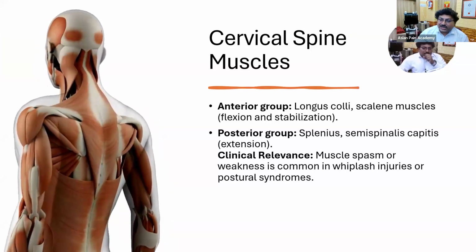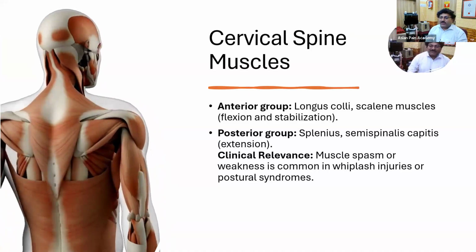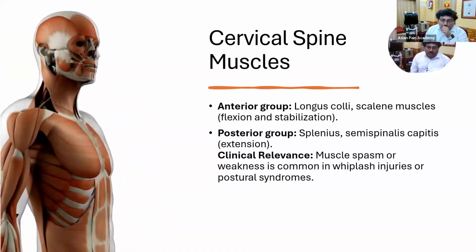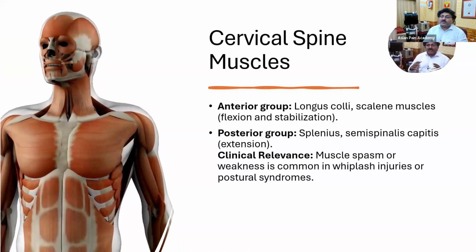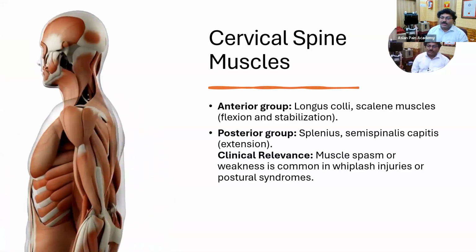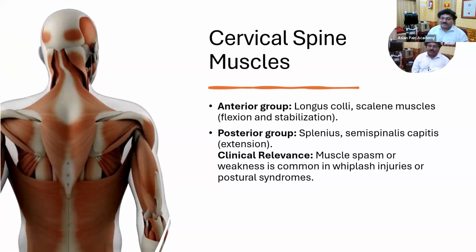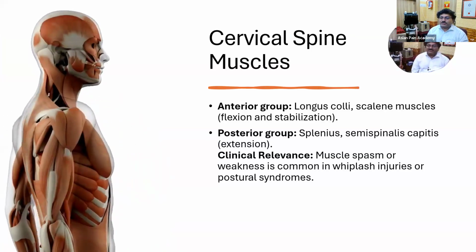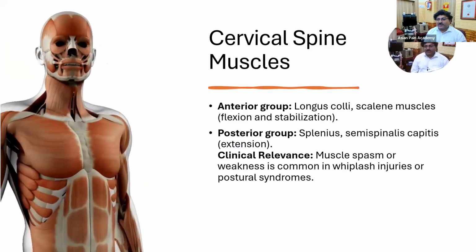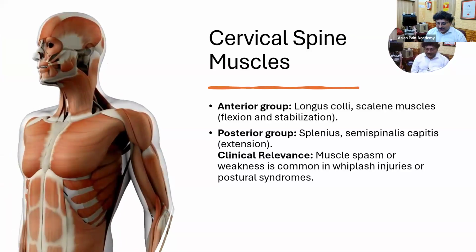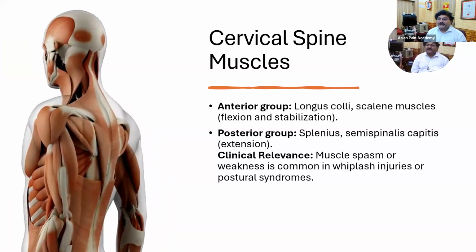Now coming to the cervical musculature. It is very important for the cervical spine because to give mobility you need a proper musculature. And these musculatures are important, especially what it does. So it helps in the movement of the neck.